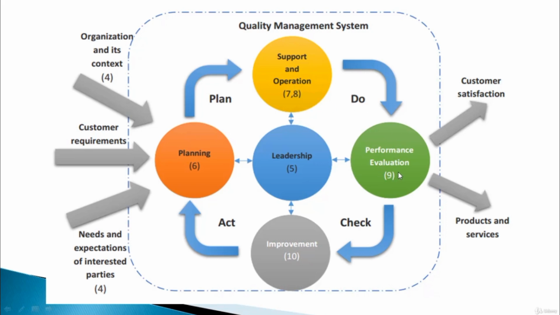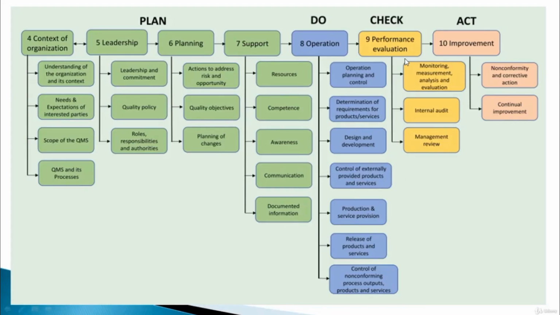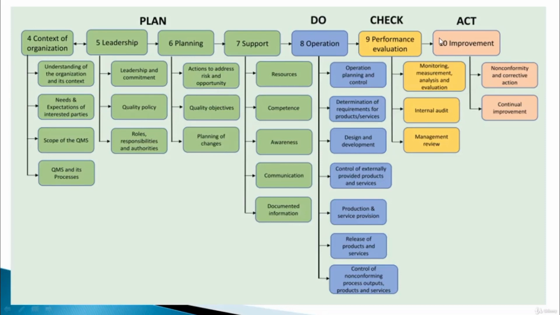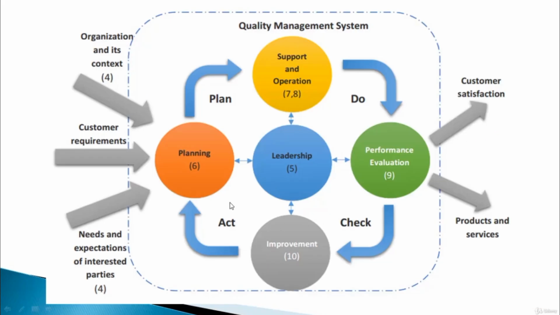Now we move on to performance evaluation, which is the check phase, and this is clause number 9. Performance evaluation is about analysis and evaluation, internal audit and management review. Once done, we move on to the act step, which is about improvement, and this is clause number 10. Improvement is about corrective actions in the case of non-conformity, and continual improvement. So this is a never-ending cycle.